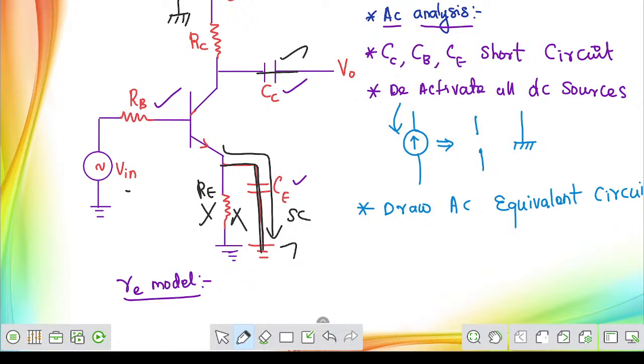Now on the input side we have the AC voltage. This is very important. You will have to keep on the base terminal, you will have to connect it with the RB and the source. Collector terminal is going to be connected with the resistor RC with the ground, and the emitter terminal is going to be connected with the ground. That's it, sir.